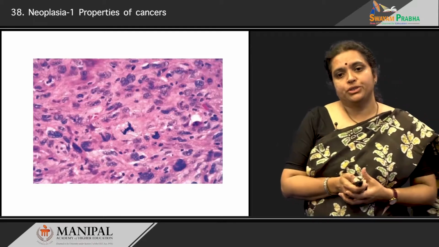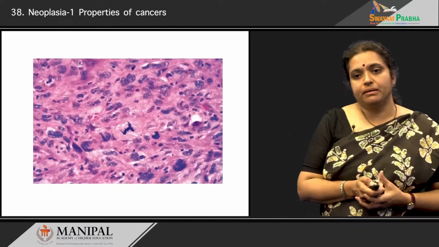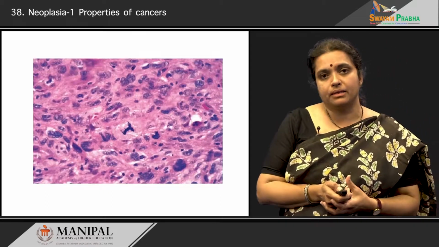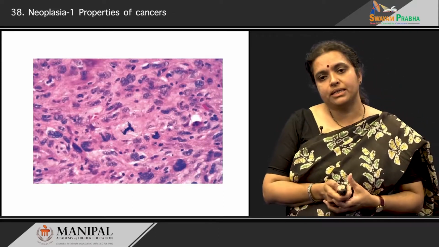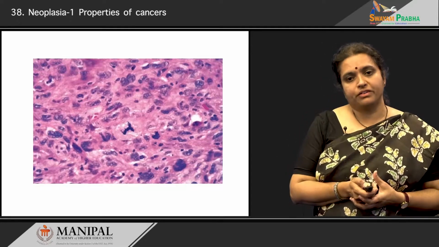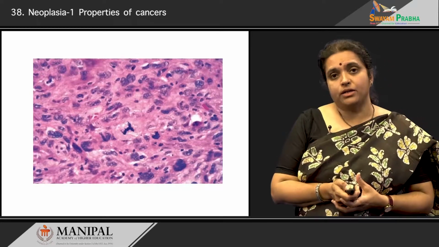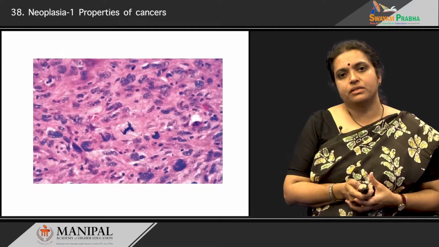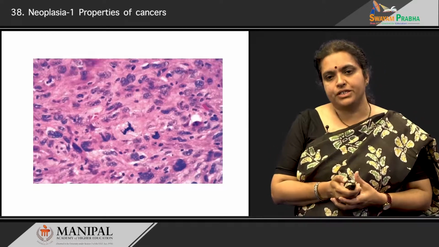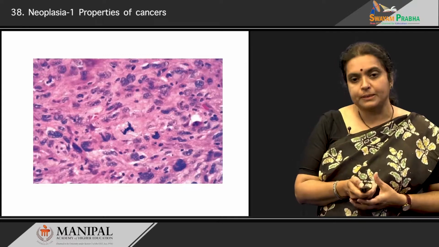This is a picture to show you an atypical mitotic figure from another malignant neoplasm. As you can see in the center of the picture, that is a tripolar mitotic figure, which is in no way a normal mitotic figure. So, these kinds of mitosis are almost always features of malignant tumors.